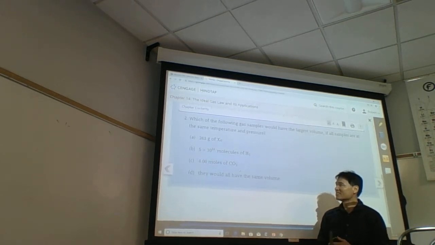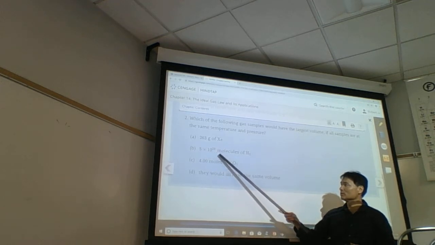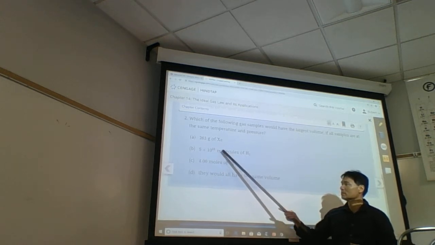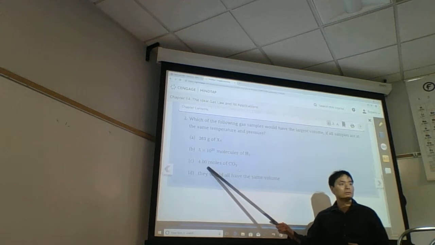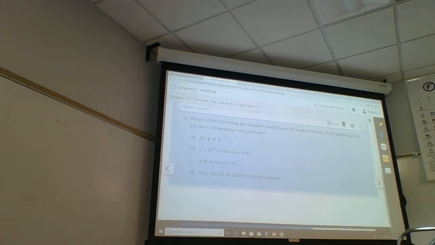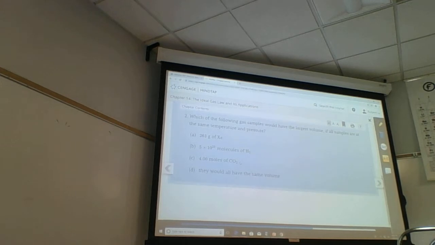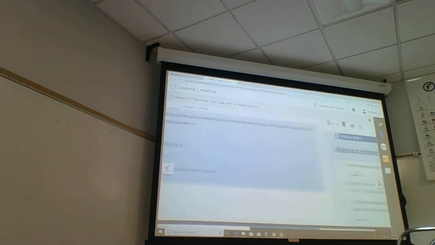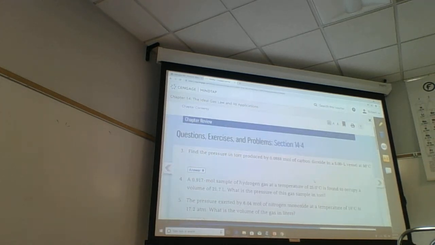Less than 1 mole, because 6.022 times 10 to the 23rd is 1 mole. So that's less than 1. So C would be it. 4 moles is going to have the biggest volume. It's not going to weigh the most, but it's going to have the biggest volume because it's got the most molecules. It just depends on how many molecules we have, not how much it weighs. Individual molecules don't weigh that much.